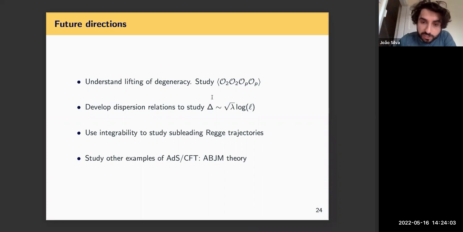It would be cool to study operators that are heavy but that have large spin, and to my knowledge, it's believed that their dimensions should grow with the logarithm of the spin. We can probably study them using dispersion relations. If we had data about subleading Regge trajectories, this would be very useful to study the Mellin amplitude. Furthermore, this technique should be applied in other examples of AdS/CFT, for example, in BGM theory. All right, thank you.